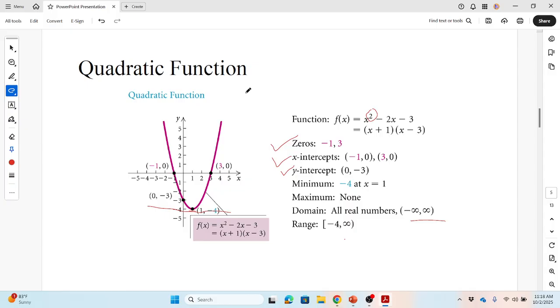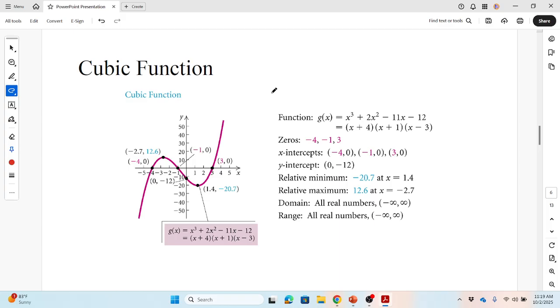So the graph of any polynomial function can be divided into two different categories. One is like this, quadratic. Another one is cubic. So this is the cubic function, and from the function you can find out all this information. So the factors give you the zeros, because when x is -4, this part is 0. When x is -1, this part is 0. And from the zeros you can find the x-intercepts. If you put x equal to 0 in the function, that gives you the y-intercept.